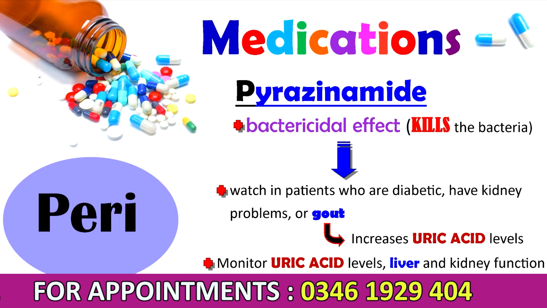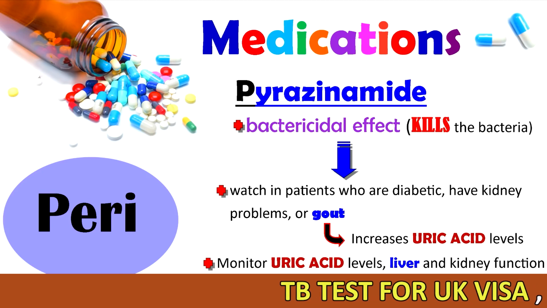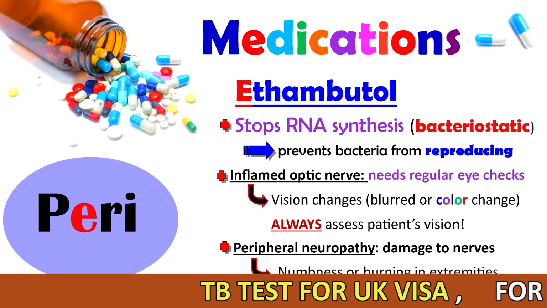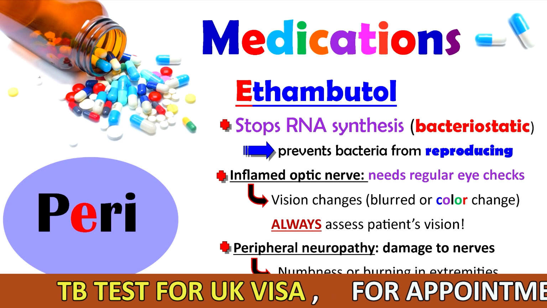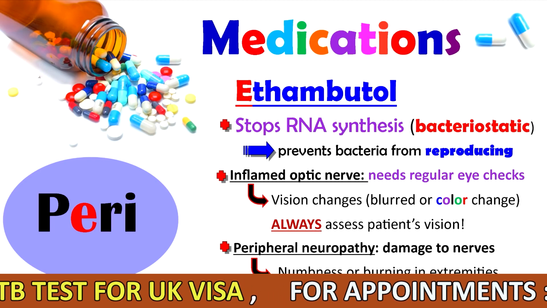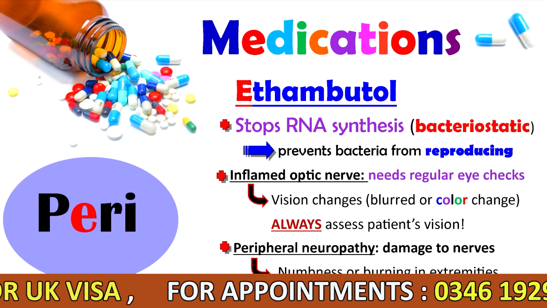In addition, this drug can cause liver and kidney problems, so be monitoring that as well, looking for jaundice, look at their urinary output. And GI upset is common with this drug, so administering it with food will help decrease that. E for ethambutol, and what this drug does is it stops RNA synthesis. So it's bacteriostatic, which means that it prevents the bacteria from reproducing.